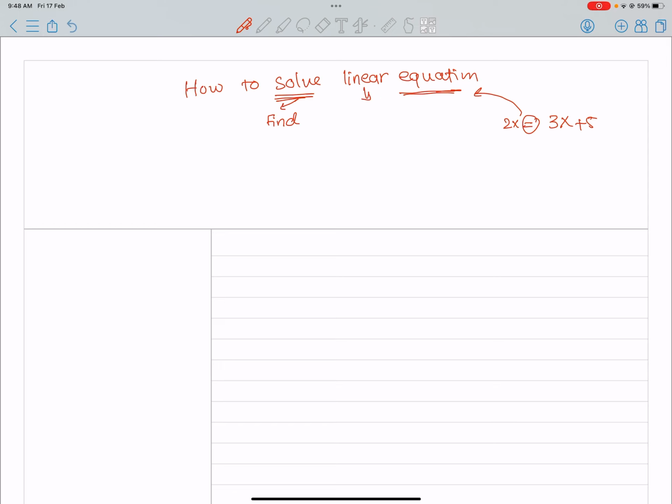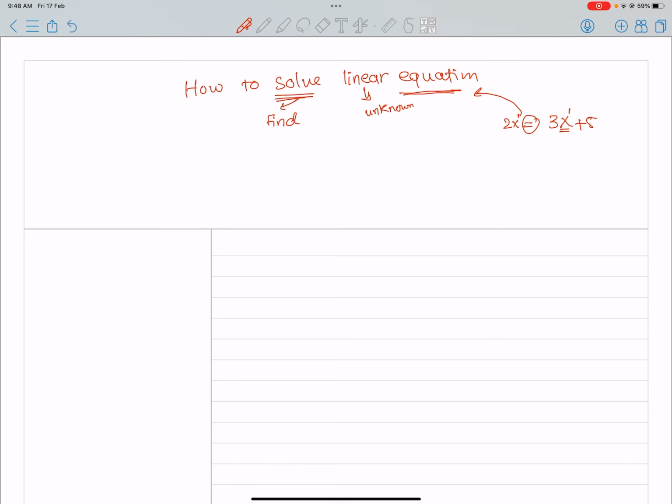Linear معناتها إنه من الدرجة الأولى. إيش من الدرجة الأولى؟ معناته قيمة المجهول عندنا من الدرجة الأولى. So the variable or the unknown, okay, the unknown, it will be what? In the first degree. So first, how to solve a linear equation.